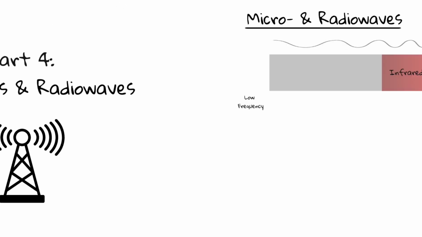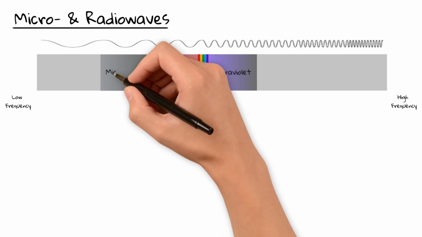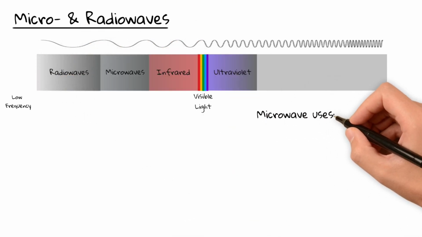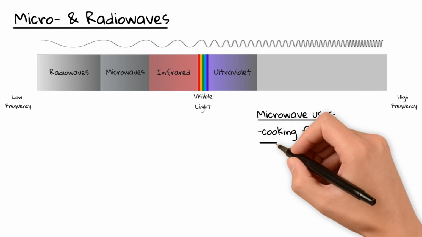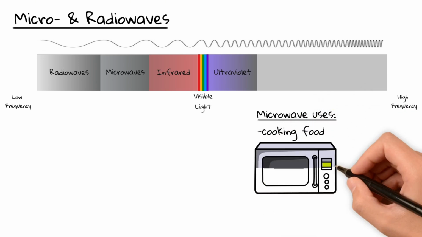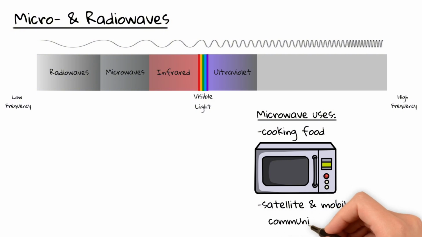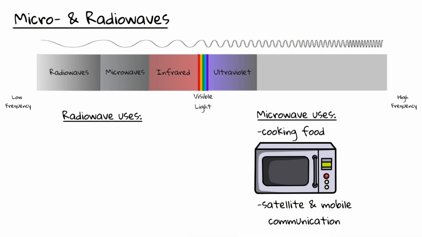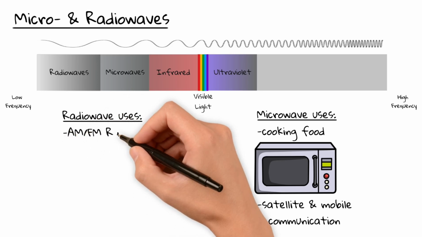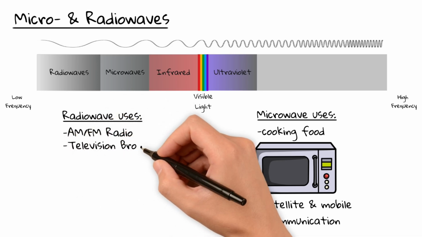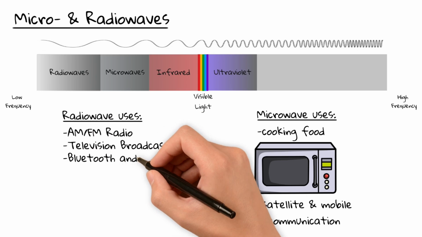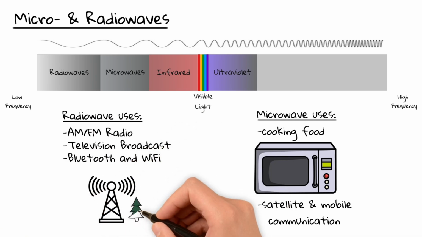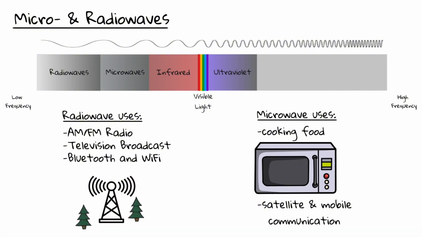Now let's take a look at the lower energy side of the spectrum, microwaves and radio waves. Microwaves are used for cooking food in your microwave oven, sending signals to satellites, and mobile phone communication. Radio waves are even longer and lower in energy. They are perfect for radio, television broadcasts, Bluetooth and Wi-Fi. Radio waves are perfect for communication as they can travel far distances and are harmless to our bodies.